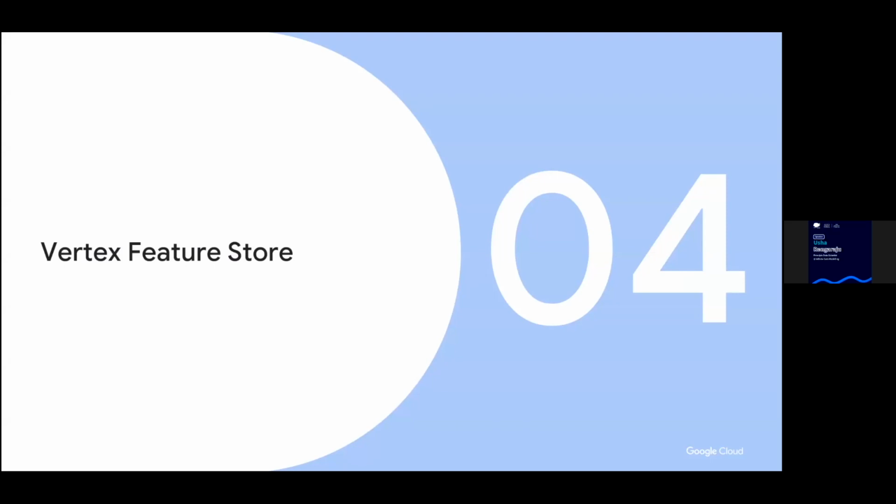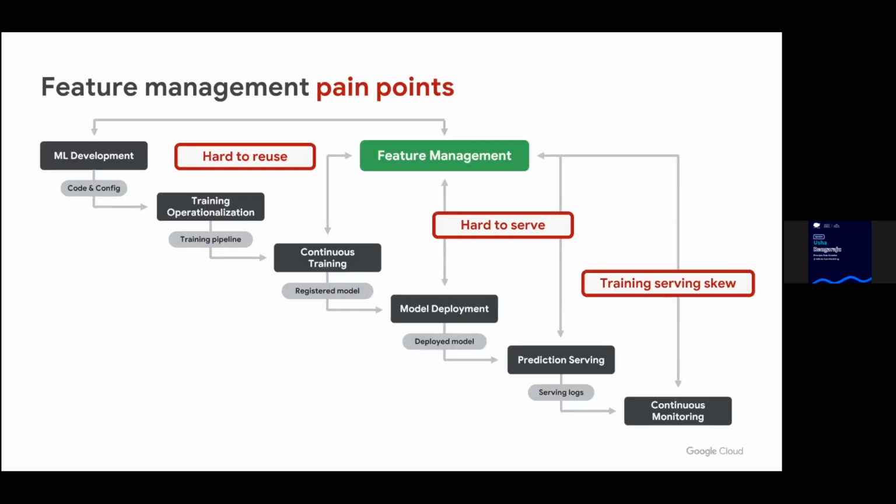And the final feature of Vertex AI which we are going to see today is the Vertex Feature Store. Before we discuss Vertex Feature Store, we have to understand the concept of a feature store in general, and why there is a need for something like a feature store, and what are the complexities involved in maintaining features.